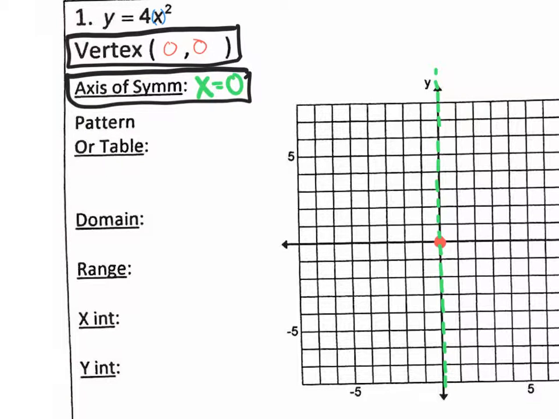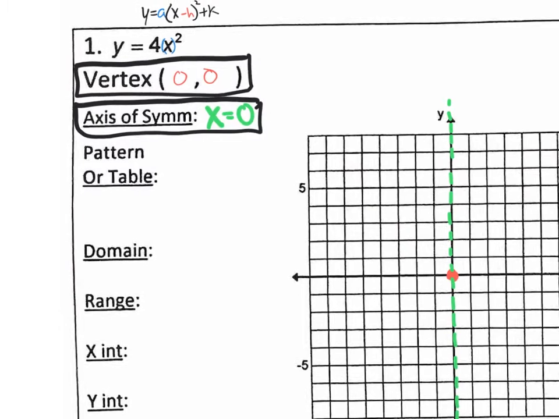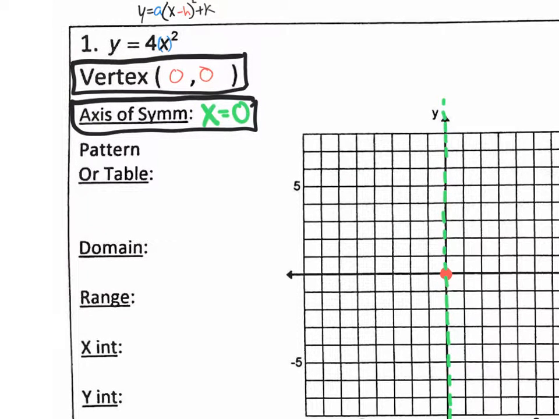Now, it comes time to find more coordinates. So you either need to make an XY table, which is pretty easy to do, or you could use a pattern or table. I'm going to do both so you guys could choose whichever one you feel more comfortable with. So if you want to go for an XY table, you need to pick values on the same side of your axis of symmetry.